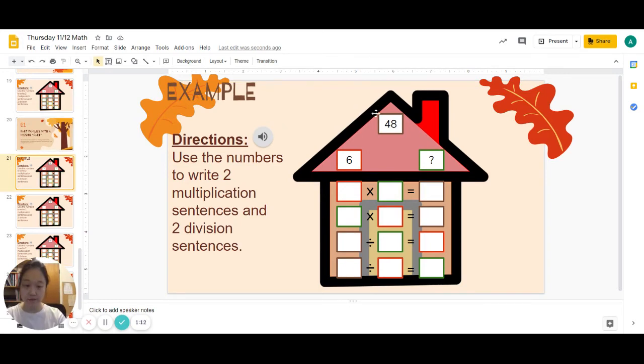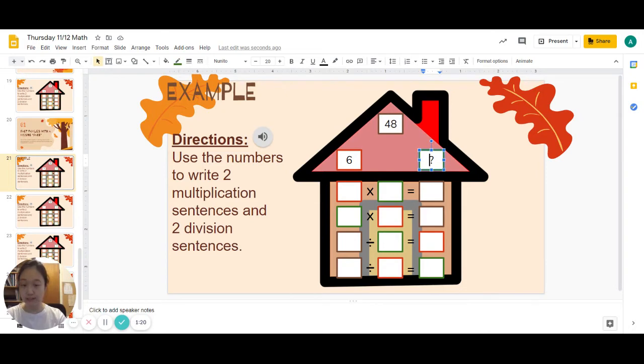So here I have my total, 48. I have one of my parts, one of my smaller numbers, the 6, and then the other one is unknown with a question mark. I know that in both multiplication and division equations, the total number has a specific place. So I'm starting with that number first. In a multiplication sentence, the total number comes after the equal sign. So let's write the 48 here. And it's called the product. In a division sentence, it always comes before the division sign. And it's called the dividend.